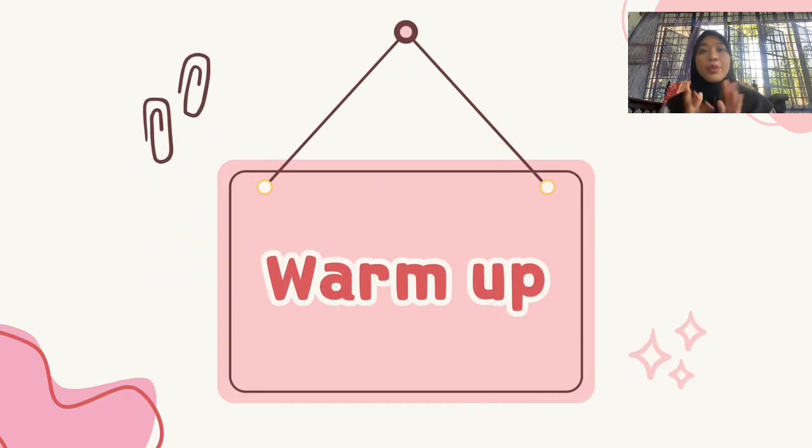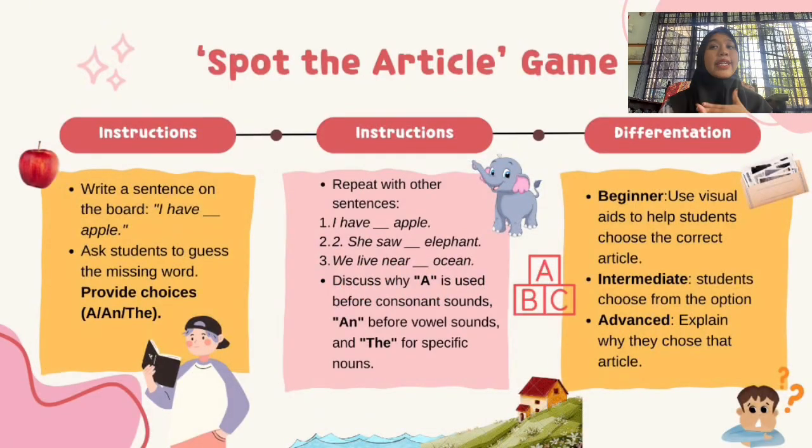To start with, we will do a quick warm-up activity called Spot the Article to engage the students and activate their prior knowledge. We will write sentences on the board with the missing articles and ask the students to choose the correct one from a, an or the. For example, we will write, I have a white apple. So they need to guess the answer. She saw a white elephant. We live near the white ocean. After each guess, we will explain why the answer is correct.